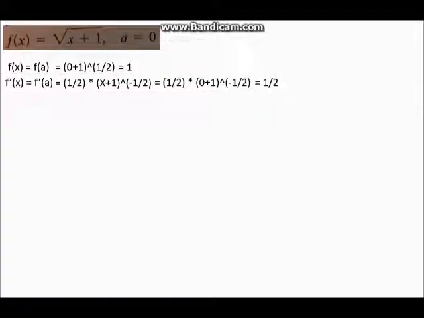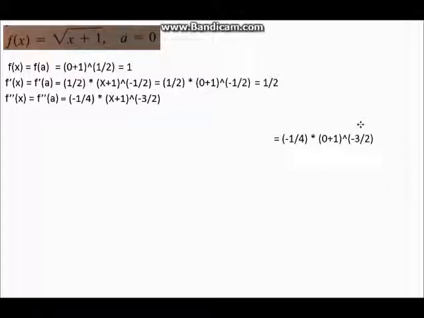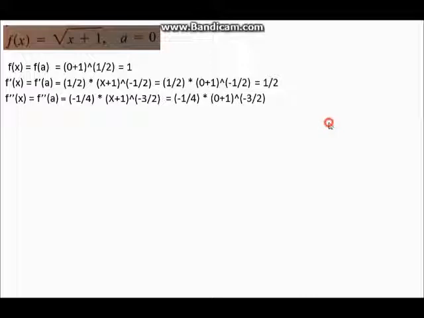Okay, since 2 points don't make a trend, we're going to take another derivative. And this is our second derivative. Our second derivative is negative 1/4 times x plus 1 to the negative 3/2. And that's just using simple derivative rules to figure out this math. Again, we're going to substitute our 0, our a, into the equation. And again, we're going to condense that down, and we get negative 1/4. That's our answer.